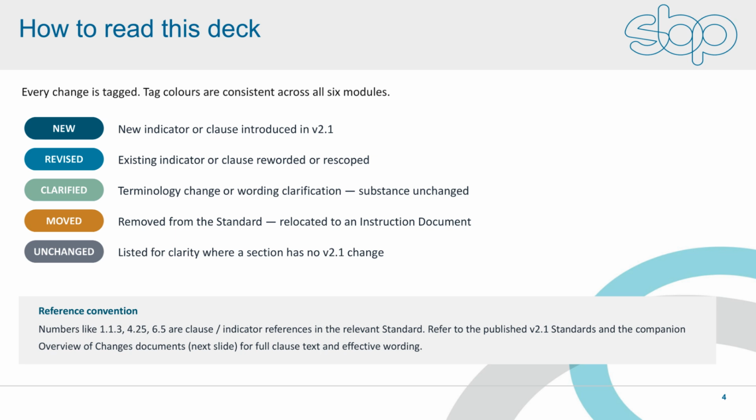Amber means moved, content removed from the standard and relocated to an instruction document. And gray means unchanged, listed for clarity where a section has no 2.1 change. Numbers like 1.1.3, 4.25, or 6.5 throughout the deck are clause and indicator references in the relevant standard. For full clause text and effective wording, refer to the published 2.1 standards and the companion overview of changes documents, which we'll look at next.